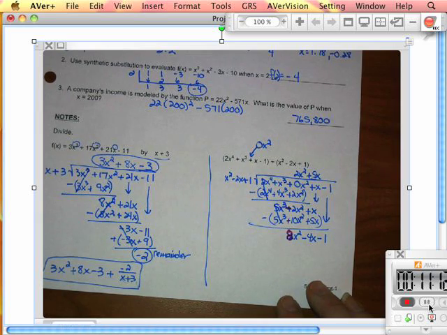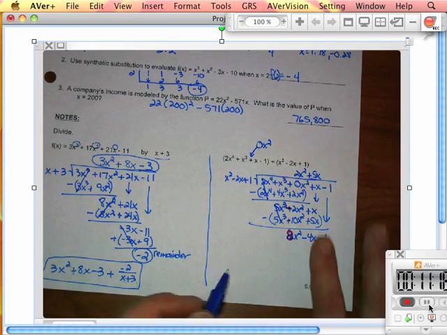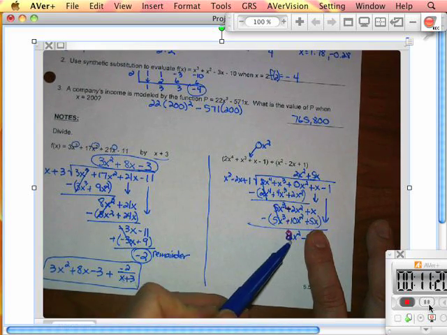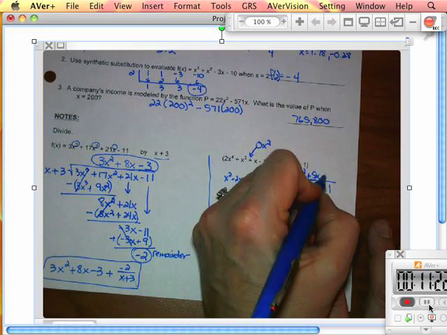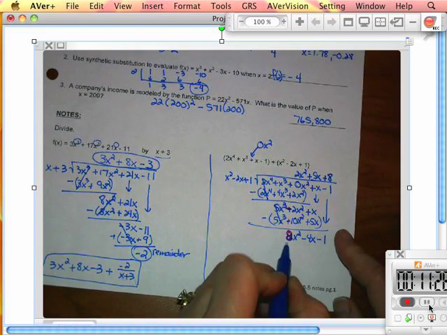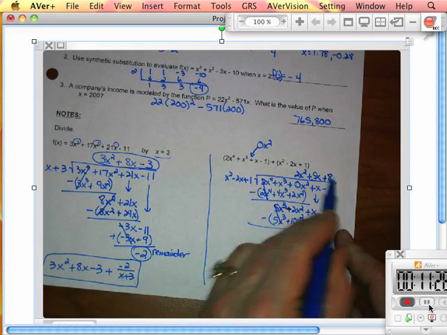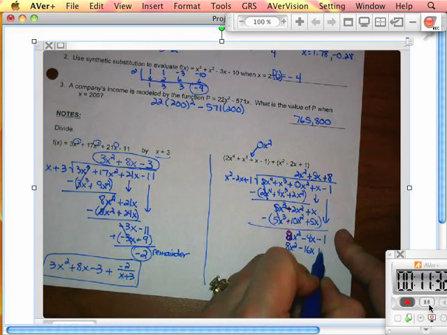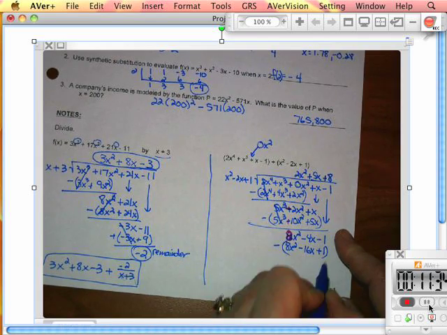Sorry about that. Okay, so the last thing for this problem is I have to say, what do I multiply x squared by to get 8x squared? I'm going to multiply it by 8. So I'm going to write plus 8 up there. 8 times x squared is 8x squared. 8 times negative 2x is minus 16x. 8 times 1 is 8. All of that is going to be subtracted from what's above it.